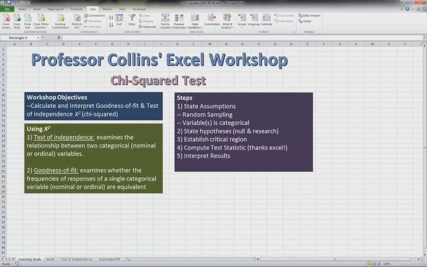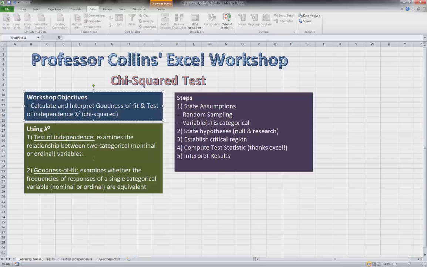Today we're going to be talking about the chi-squared significance test. Chi-squared tests are used when you have nominal types of variables. What we're going to do today is calculate and interpret the goodness of fit chi-squared as well as the chi-squared test of independence.